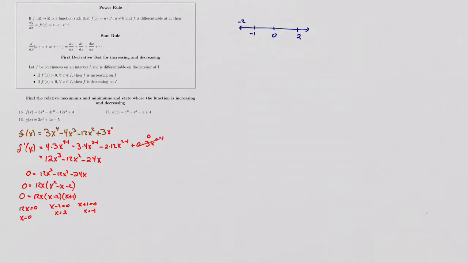So I'm going to do -2, -0.5, 1, and 3. And then I'm going to evaluate. I'm going to do f prime of -2. When I do that, the answer becomes -96. I just plug it back into my derivative. I do f prime of -0.5, and I get 7.5. When I do f prime of 1, I get -24. And when I do f prime of 3, I get 144.